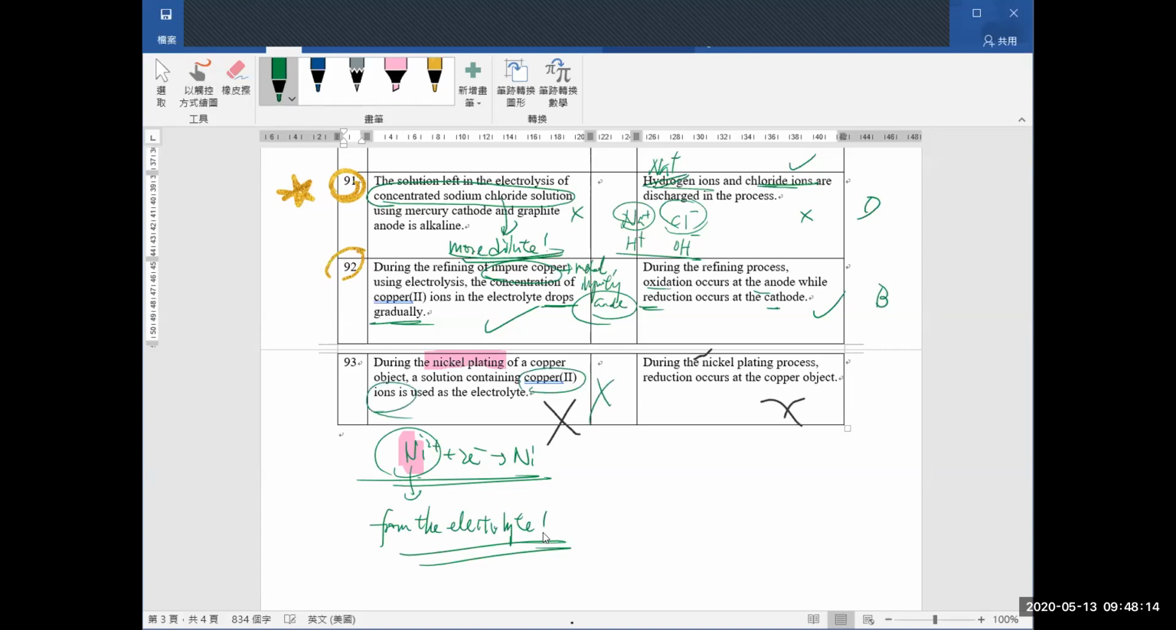This is a cross. How about the second statement? Reduction occurs at the copper object. Is it a tick? Why? Copper as a cathode attracts cations, they undergo reduction to form nickel. So it's cross and tick. Reason given, can you manage? Do you understand?